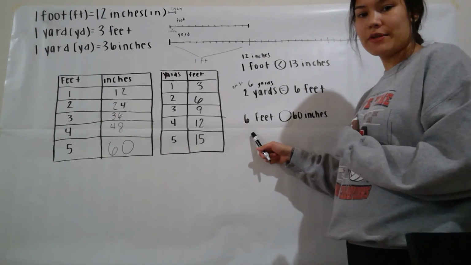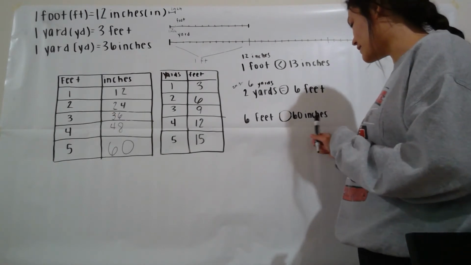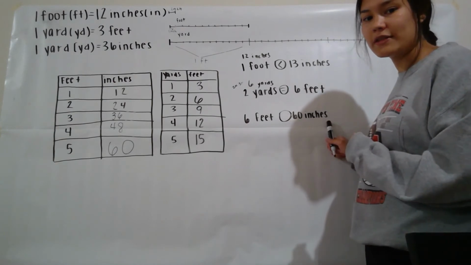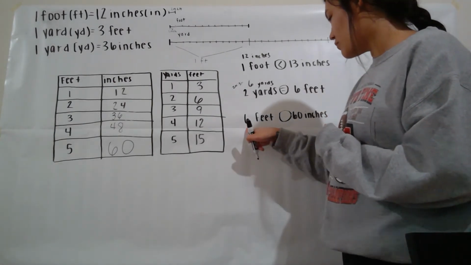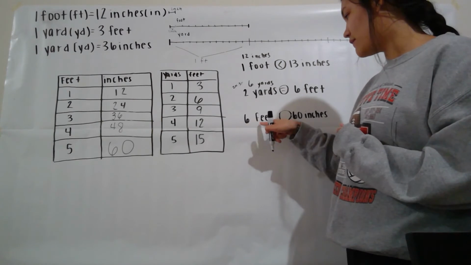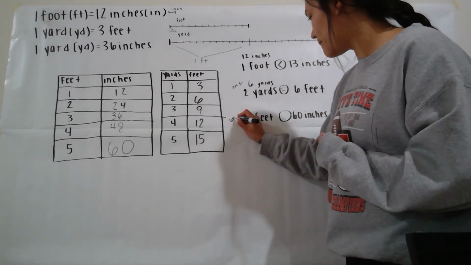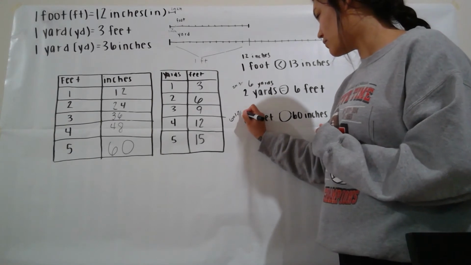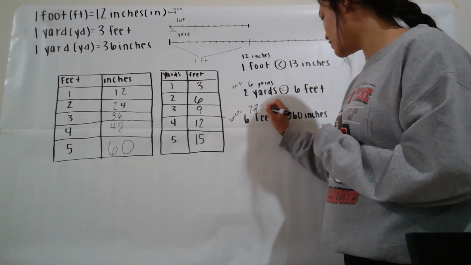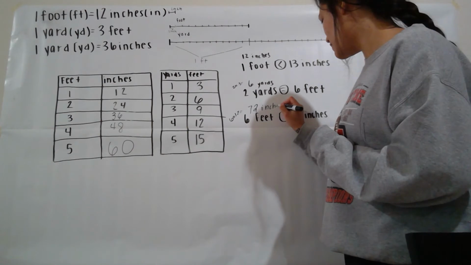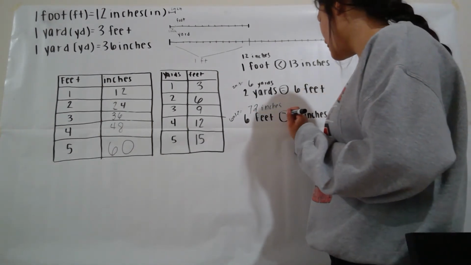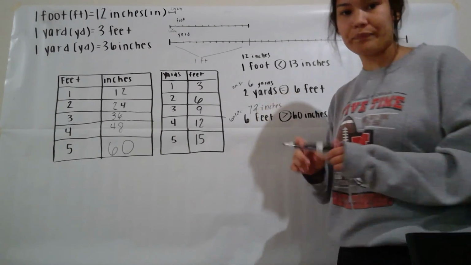Alright, and then last we're going to compare 6 feet and 60 inches. Inches is a smaller measurement, so we're going to put them both into inches. So we need to find out how many inches are in 6 feet. We know that there's 12 inches in a foot, so we need to do 6 times 12, which is 72 inches. We know 72 is greater than 60, so we're going to make a greater than symbol.